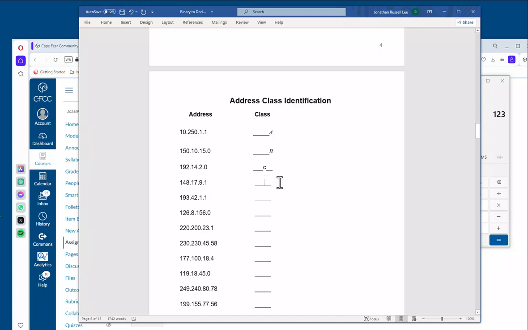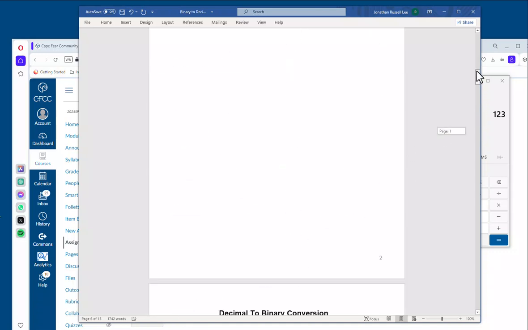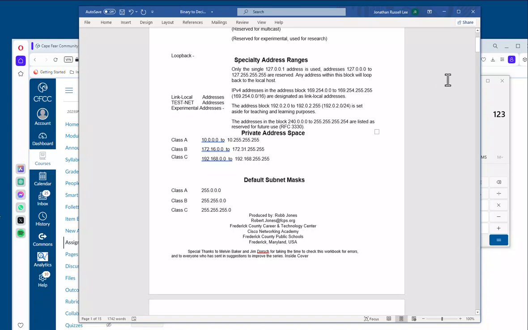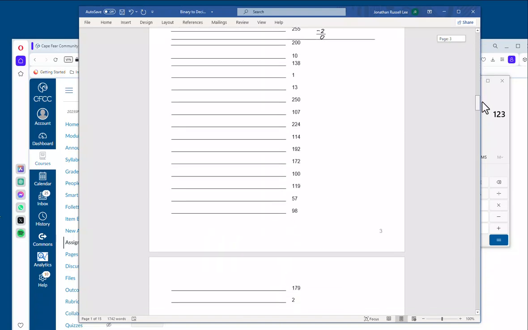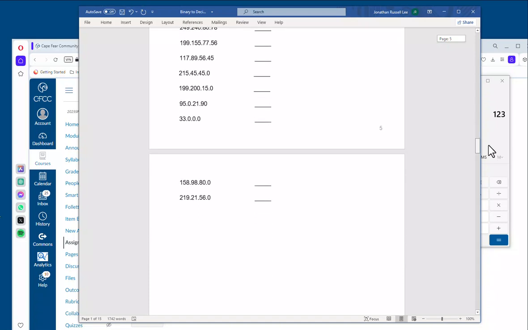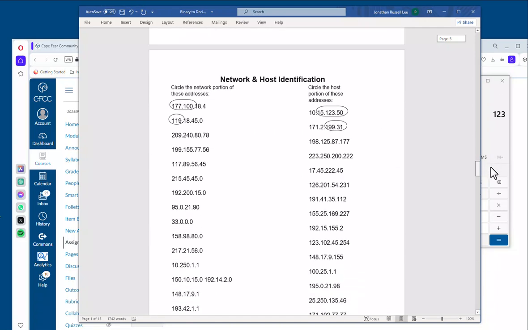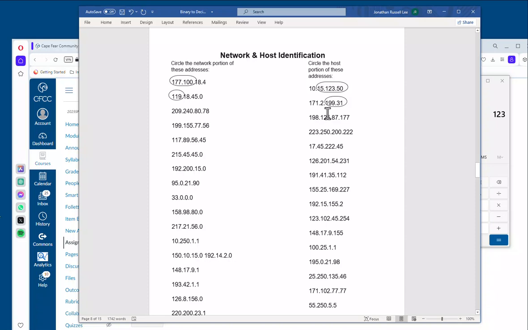All right, this one here is a class B address. This is a class C address. And if you forget, you can just go back to that first page where we tell you 1 through 127 is class A, so you can flip back to that if you don't remember. Okay, now, network and host identification.